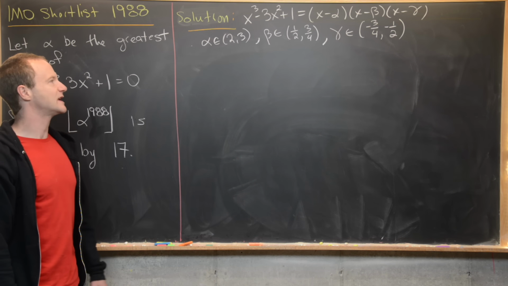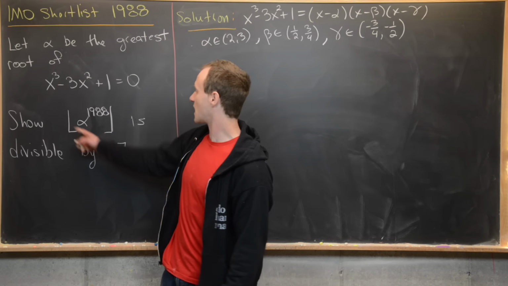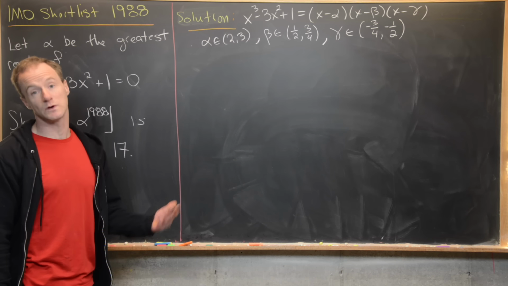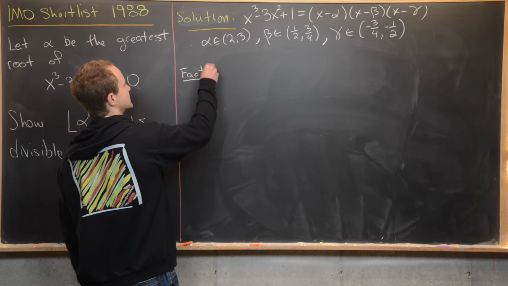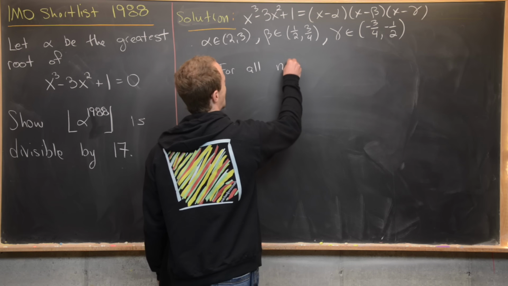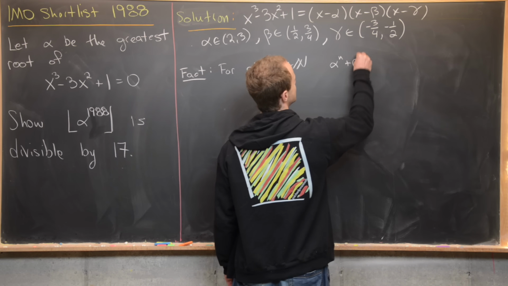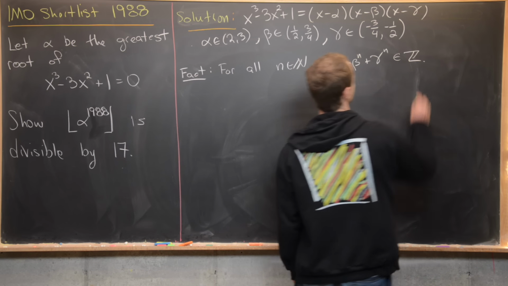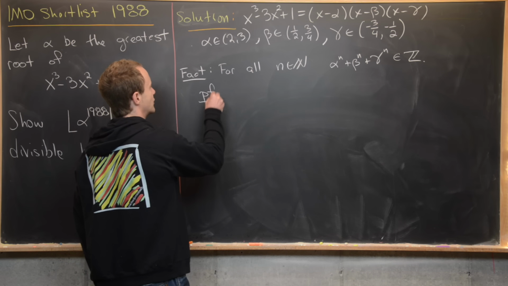Now we're going to see how we can use these three roots together to calculate this object right here. And you might say, well, why do we need to use the three roots together? And we'll see why. So let's maybe use this fact first. And that is for all natural numbers n, we have alpha to the n plus beta to the n plus gamma to the n is an integer.